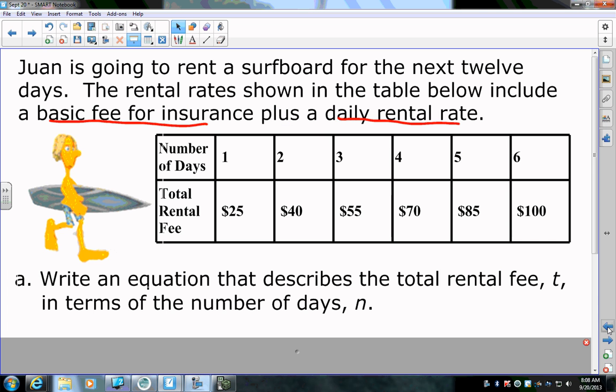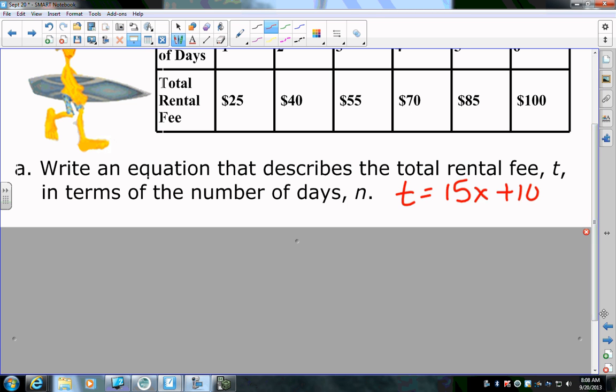So now as I go back here and I go to try and write it, I have the total fee equals 15x plus 10. Now, oh, not x. What did it want me to use? N. 15n plus 10. Well, it'd be the same as writing y equals 15x plus 10. They mean the same thing.